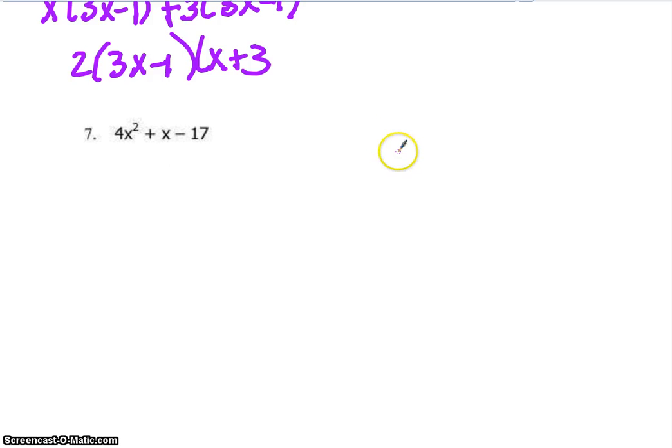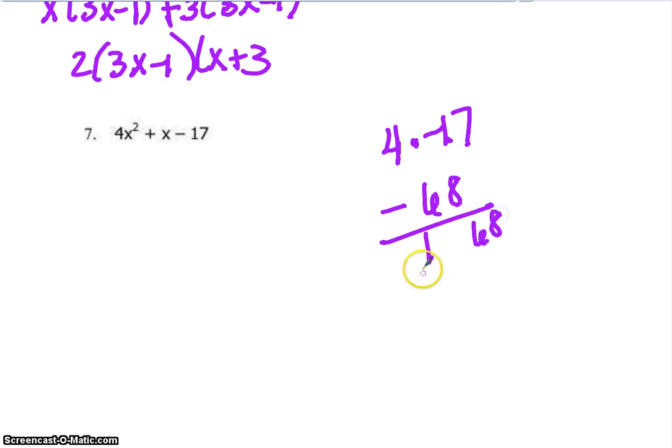Number 7, we're going to do 4 times -17. So you have a negative 68. 1 and 68, 2 and 34, 4 and 17. Okay, so let's see if we've got one. Signs are different. Largest is positive, and they have to equal 1. So there ought to be something a little bit closer together that would equal 68.